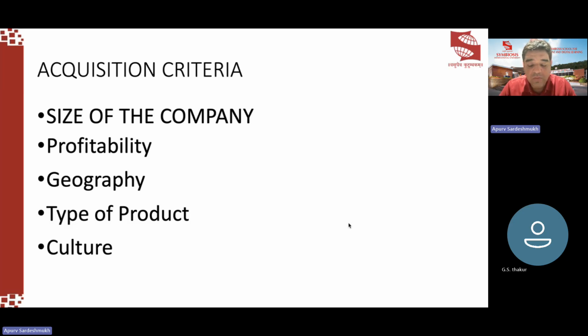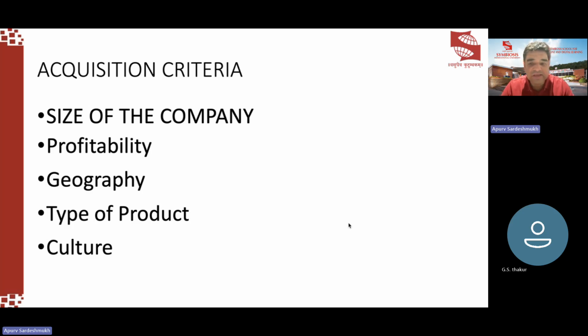Your geography or where the company is located can also be an important criteria for finalization and selection of a target. Let's say I'm doing a particular business in Maharashtra. I want to expand that business in Bengal, and there's a company doing a similar business in Bengal. It might make sense to acquire that company. So geography can also be a criteria for selection of the target.